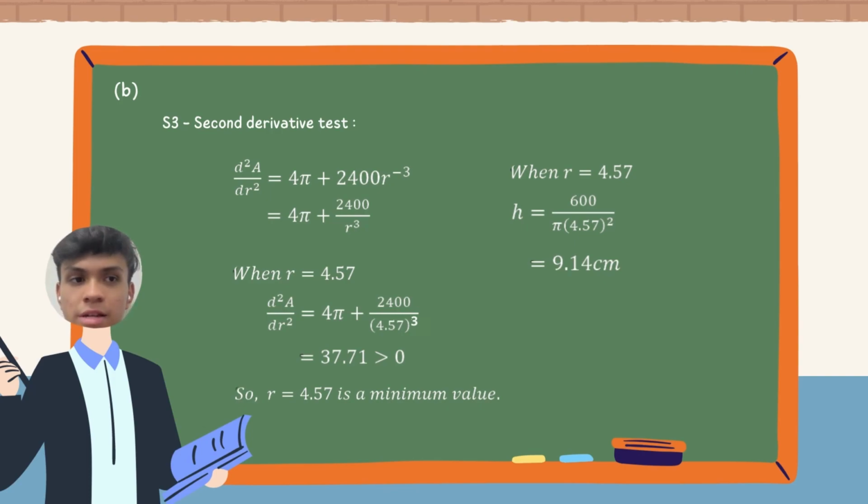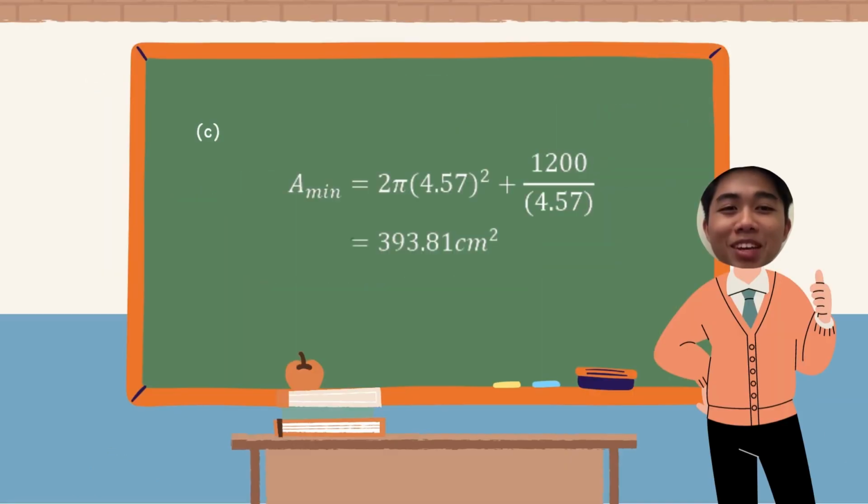We then substitute r into h, which we received from question A earlier. That results in h equals 600 over π times 4.57 squared, resulting in 9.14 cm. Finally, Shahmizan, can you give the answer for question C? Yes, sir. To find the minimum surface area of the container, you must substitute r equal to 4.57 into the cylinder formula, which is 2πr² plus 1200 over r. So the final answer is 393.81 centimeters squared.